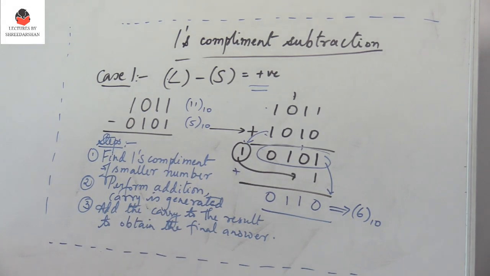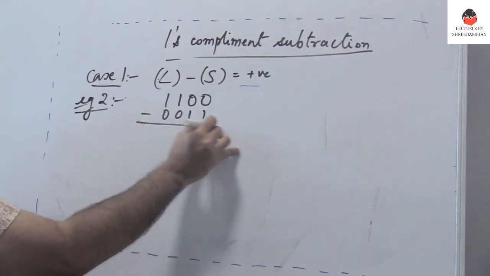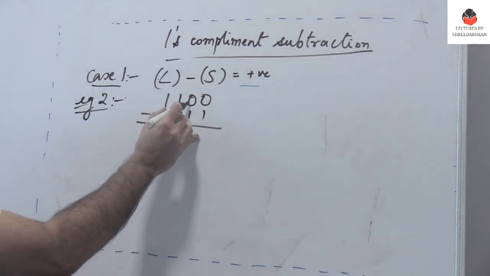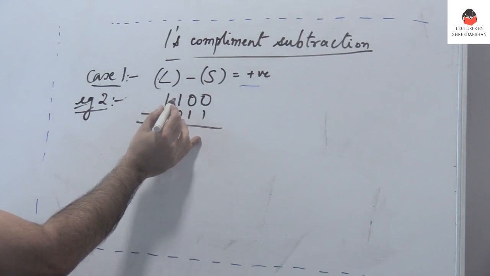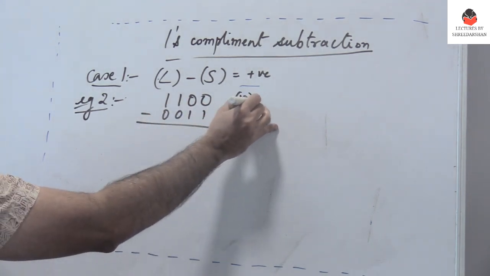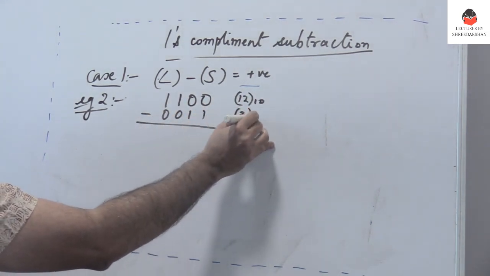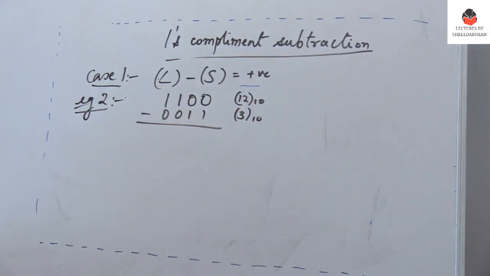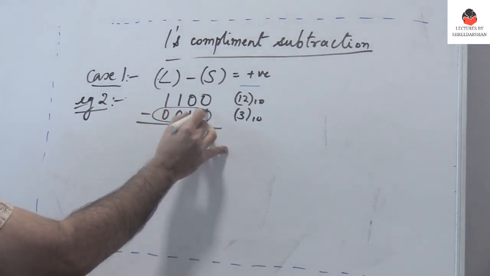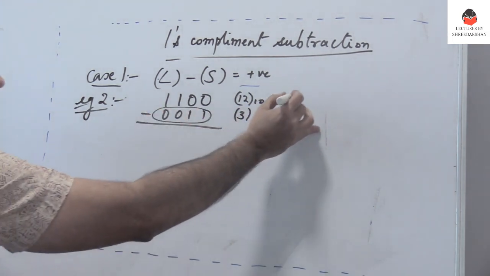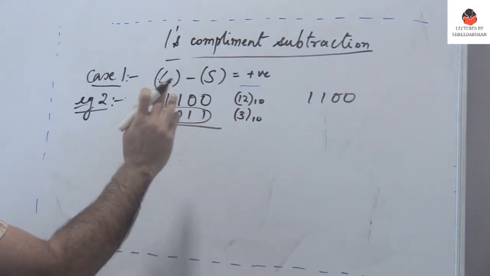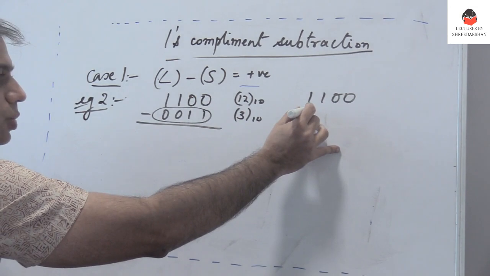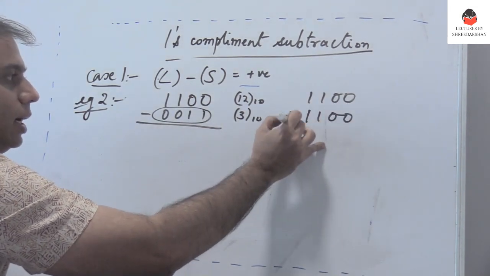So let's take another example. Second example, 1100 minus 0011. This is 8 plus 4, which is 12 in decimal, and this is 3 in decimal. So 12 minus 3 would give me 9. So according to step 1, find the 1's complement of the smaller number. So 1100 is the larger number. Replace zeros by 1's and 1's by zeros. So we get 1100.